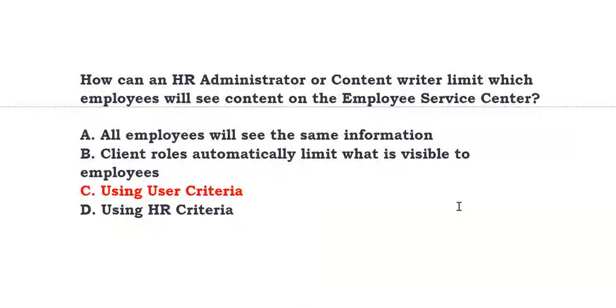Our question is, how can an HR administrator or content writer limit which employees will see the content on the Employee Service Center? Option A, all employees will see the same information. Option B, client roles automatically limit what is visible to employee. Option C, using user criteria. Option D, using HR criteria. Correct answer is option C, that is using user criteria.